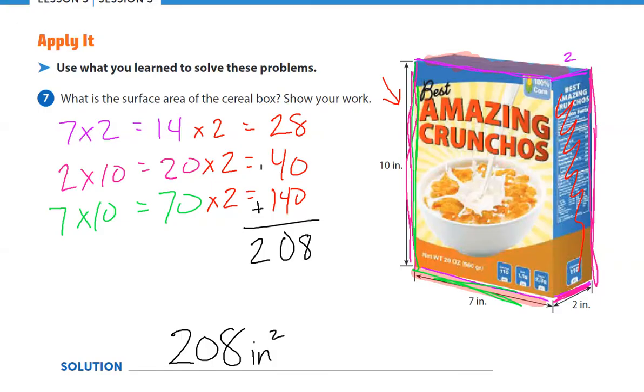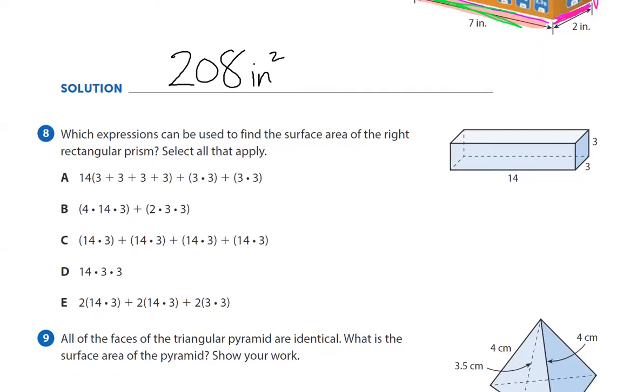All right, let's practice number 8 together. Which expressions can be used to find the surface area of the right rectangular prism? And don't forget, it says select all that apply. So what you're going to want to do when you're doing these kind of questions on your own is see if you can figure it out, then don't forget to double check with the answer key to be sure you got them all. So let's go through them one at a time.